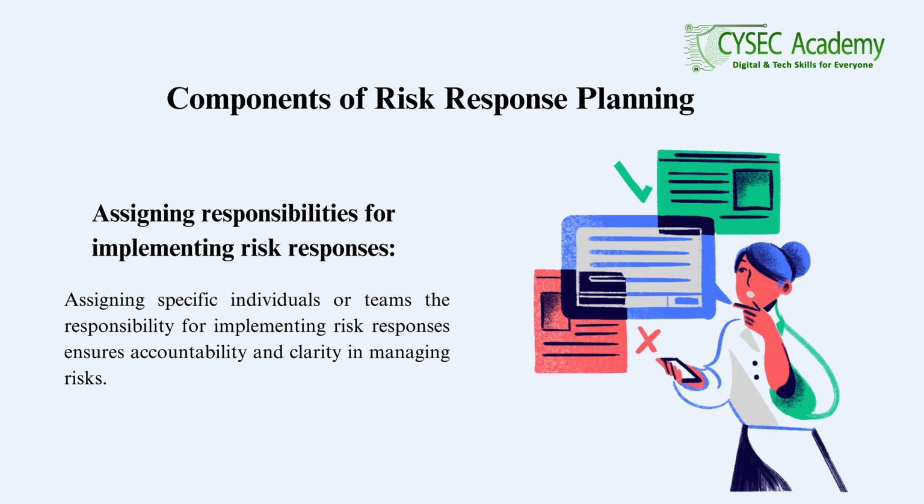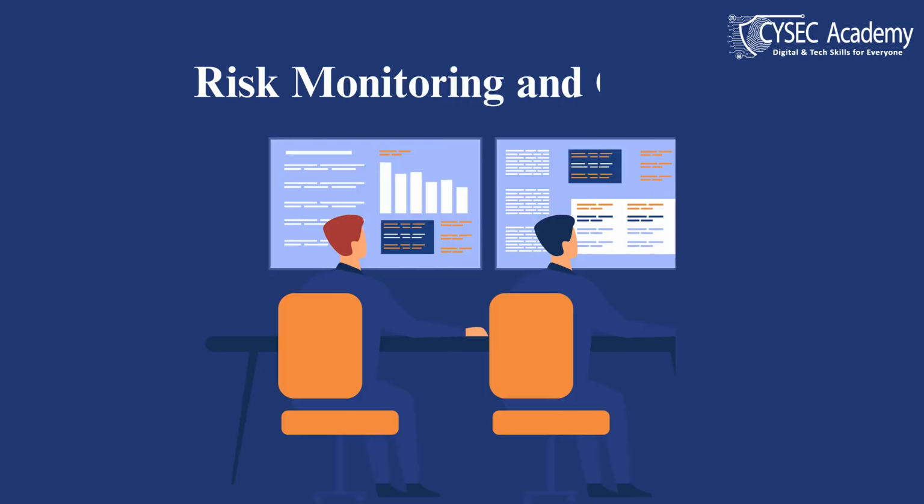6. Assigning responsibilities for implementing risk responses. Assigning specific individuals or teams the responsibility for implementing risk responses ensures accountability and clarity in managing risks. This step is crucial for effective risk management as it designates who will take action and monitor the risk. For example, assigning a senior developer the responsibility for implementing code reviews and testing protocols to mitigate the risk of software bugs.